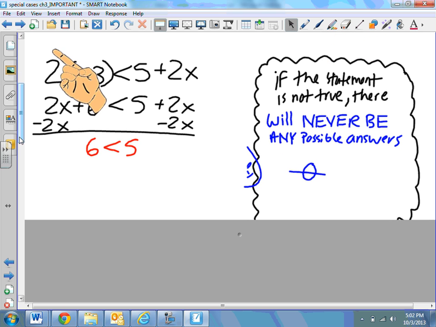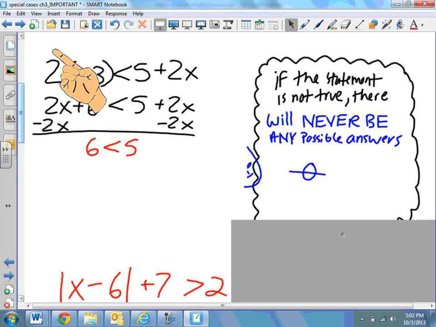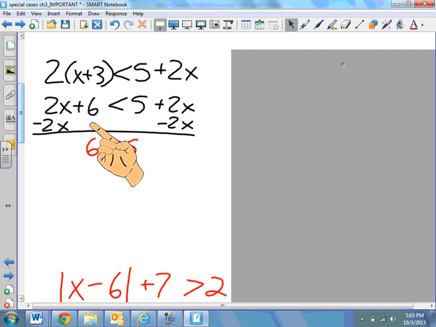Let's take a look at this problem. Okay, this problem says, first thing I did here, I'm going to walk you through the steps. You share 2 times x, 2 times 3, I get 2x plus 6. And this one, there's nothing to share, done. Now I'm going to move all the x's to one side, right? So I'm going to move all these x's over here. Minus 2x, minus 2x. Here I get a 0. Here I get 0. So really I'll end up with 6 is less than 5.